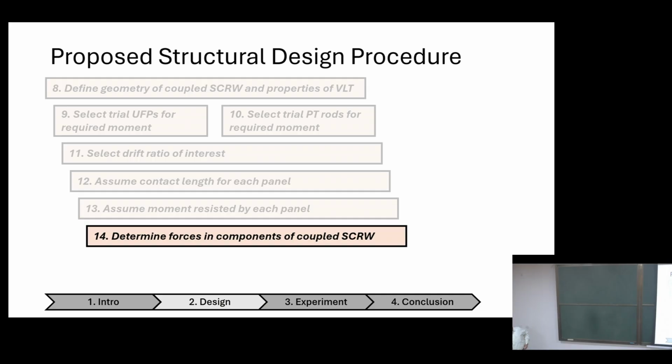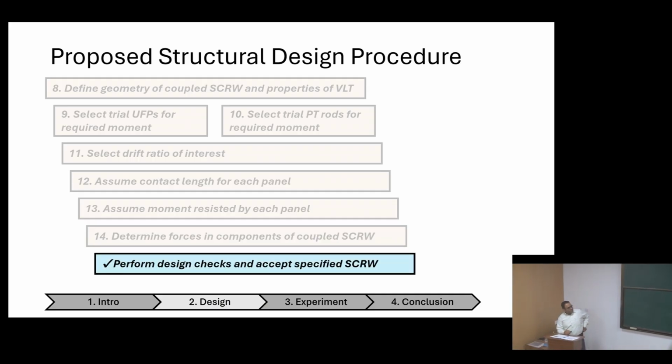And then perform design checks and accept the specified coupled shear wall system. And if it doesn't work, then you have to reiterate and choose a different geometry and different trial panels.